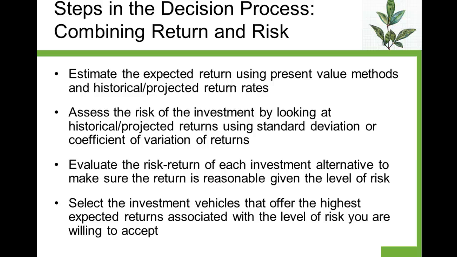Okay, lastly here, the steps in the decision process of combining risk and return. You're going to estimate the expected return using present value methods and historical or projected return rates. You're going to assess the risk of the investment by looking at the historical projected returns using standard deviations or coefficients of variation of returns. So you're going to use a little statistics here. Now we talked about that. I gave you an example in the first week of using standard deviation to see the factor. You know, the more risk, the higher the standard deviation.